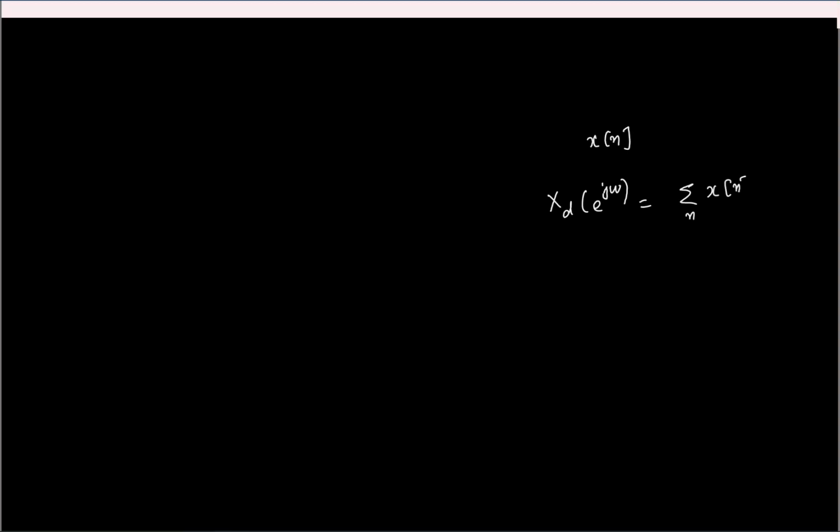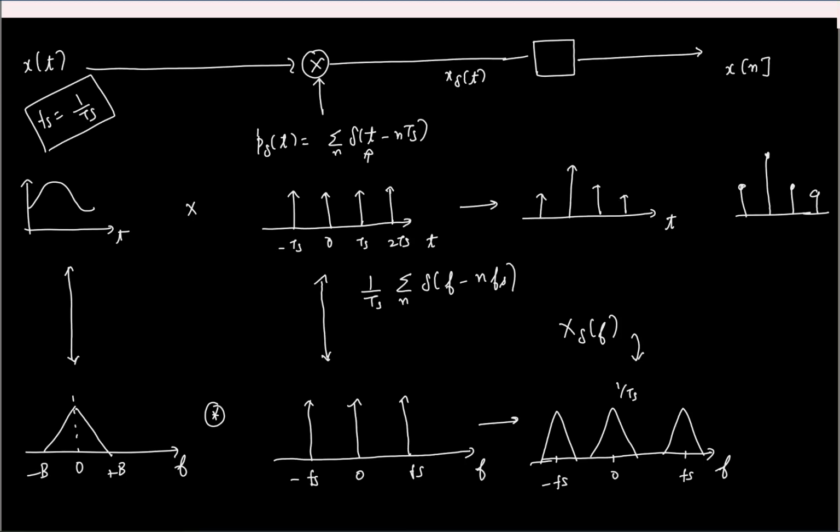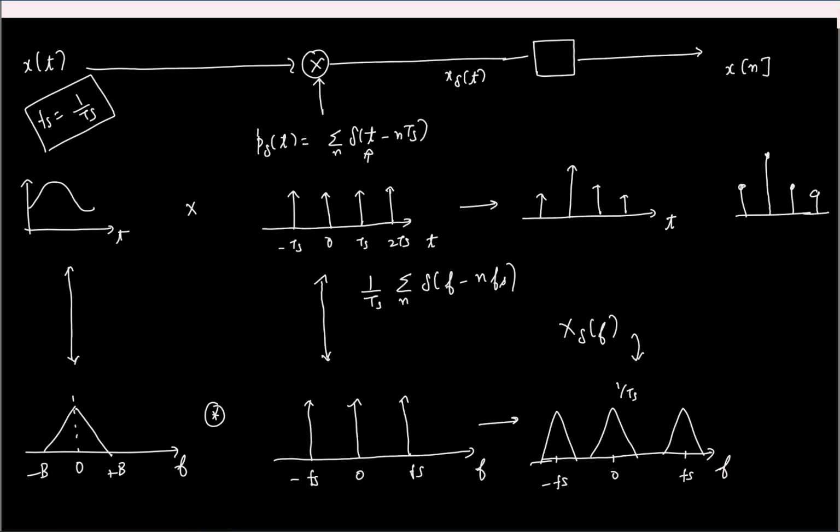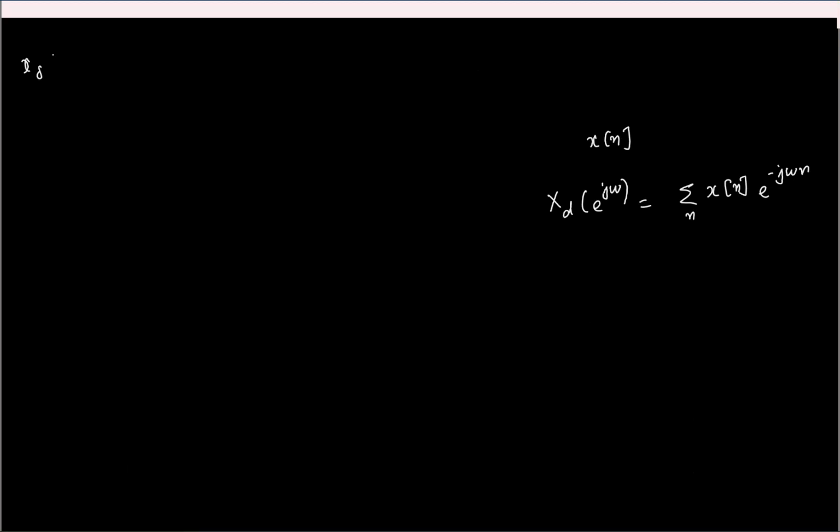x of n. Okay, fine, great. And remember that our goal is to find the spectrum of x delta of f. We already have the spectrum of this signal. We are trying to find what is the spectrum of this. That's all, right? And I'll write this x delta of t in a slightly different way. x delta of t is basically x of t times the periodic train of impulses.